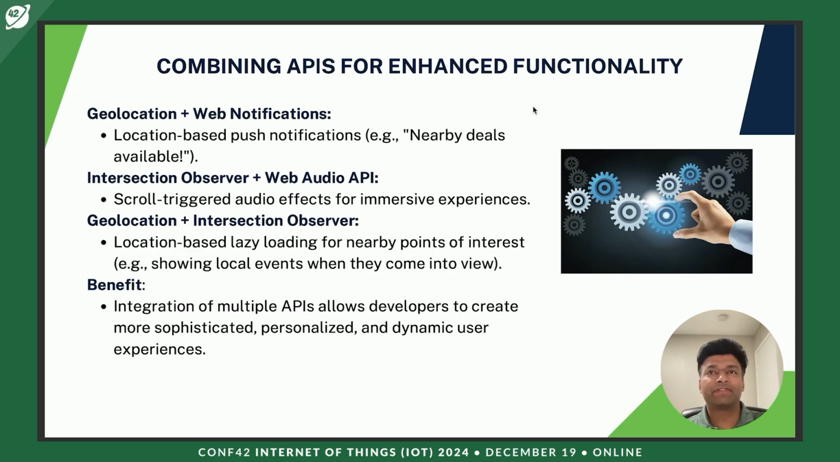Now, what happens when you combine these APIs? You get powerful synergies that take user experience to the next level. For a home goods retailer, we combined the Geolocation API to identify users near stores, the Web Notifications API to send alerts about in-store promotions, and the Intersection Observer API to animate banners as users scrolled. This integration increased foot traffic by 30% and boosted local sales by 20%. It's a great example of how APIs working together can create a seamless and engaging experience.